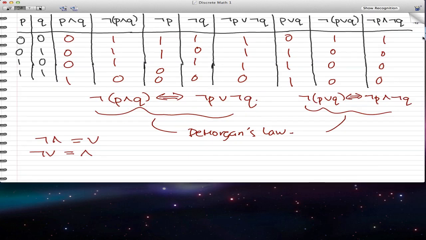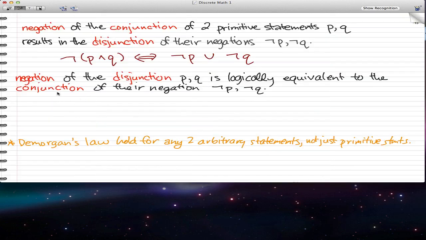So this is that formula. The negation of the disjunction of P and Q is logically equivalent to the conjunction of their negations, negated P and negated Q. All they meant to say here is that negated (P or Q) is logically equivalent to negated P and negated Q. So DeMorgan's law holds for any two arbitrary statements and not just primitive statements. And as you can tell, it's pretty simple to learn and to understand.